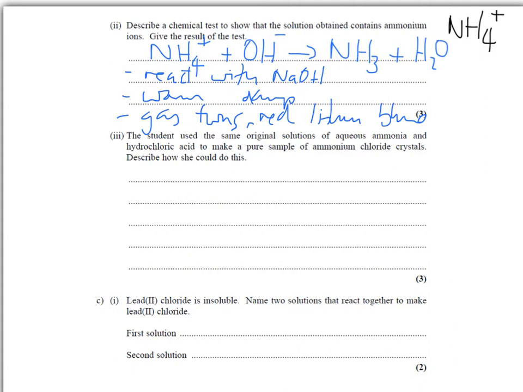Now, the next question is talking about making a salt using aqueous ammonia and hydrochloric acid. Now, both ammonia and hydrochloric acid are soluble, and the product, ammonium chloride, is also water soluble. So we're producing a soluble salt from a soluble base, and so we're going to use a titration method.